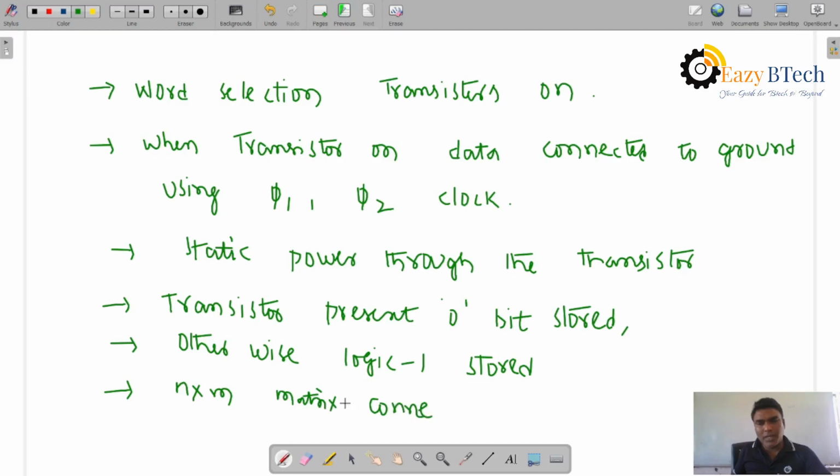Like this, these types of transistors are stored. So n into m transistor connections. N is the address lines, m is the column lines, the data lines. So n into m matrix connections. This is what happens in the NMOS ROM structure.